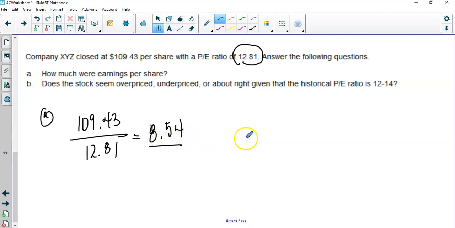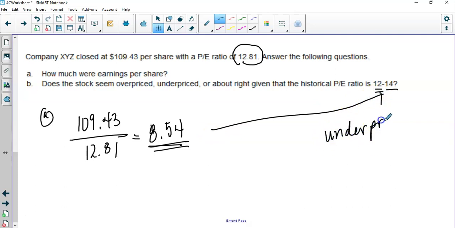Does the stock seem overpriced, underpriced, or about right given that the historical PE ratio is 12 to 14? Well, given that this is only 8.54 and historically it's between 12 and 14, this is way underpriced. And these are the kind of problems that you're going to see in the second part of your homework for 4C about investments.